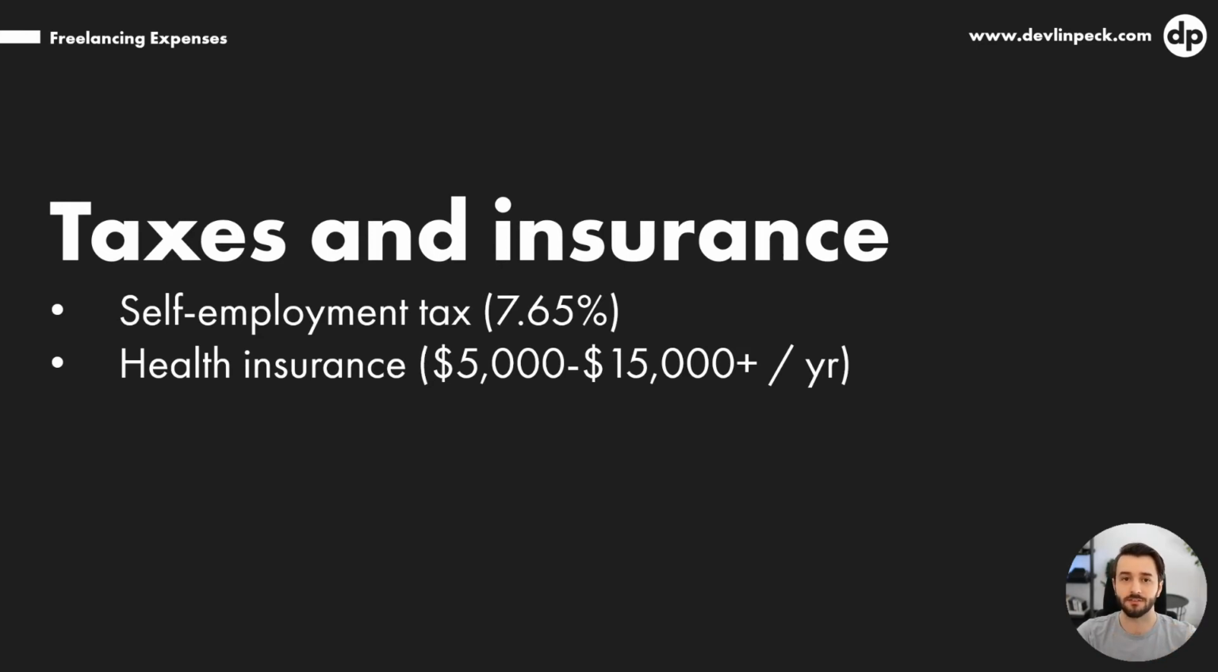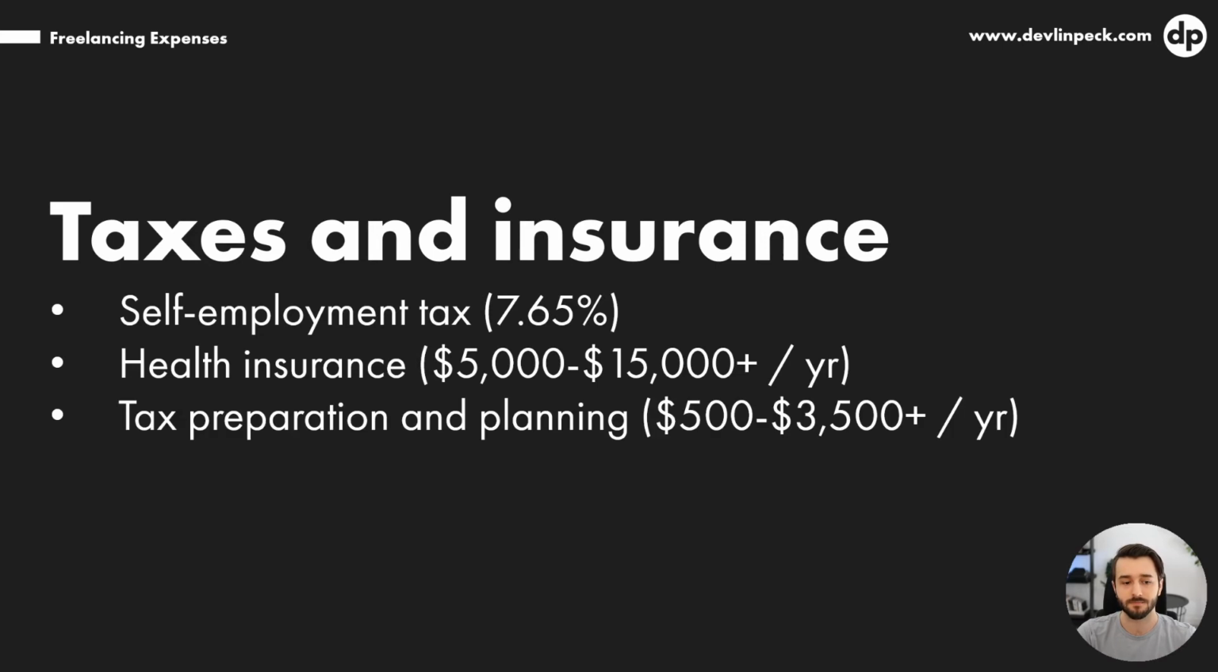I pay $400 a month for health insurance. I think this is on the very, very low end. I've heard of people paying $1,200 a month for health insurance. So this ranges quite a bit, and again, based on your situation, you may be covered, but the general range here is $5,000 to $15,000 per year for health insurance.